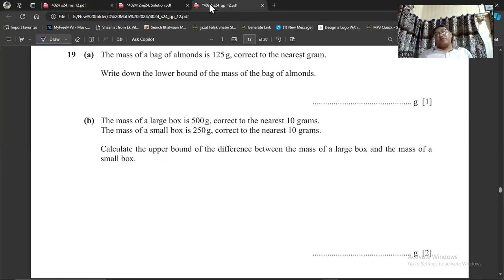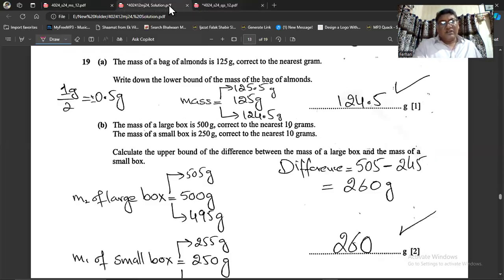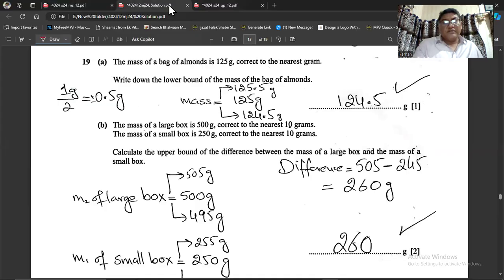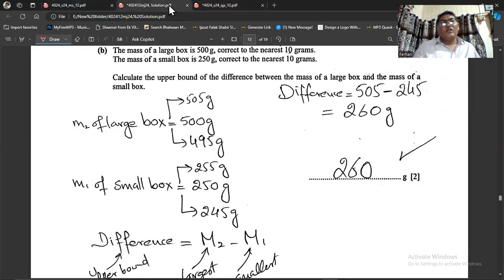Calculate the upper bound of the difference between the mass of the larger box and the mass of the small box. So we have to find the difference of the masses, which is a bit difficult, I think. Okay. So M2 is the larger box, and because it's correct to the 10 grams, its upper bound will be 505 and its lower bound will be 495. The small box is 250 grams. This is also correct to the nearest 10 grams, so its upper bound will be 255 and its lower bound will be 245 grams.